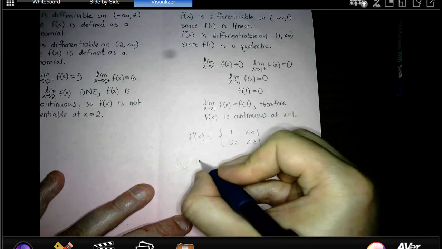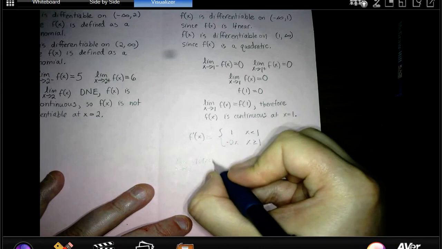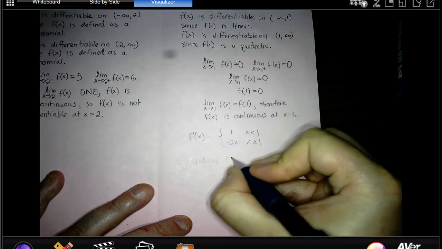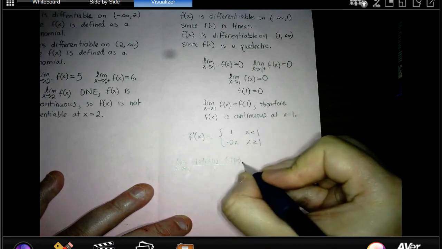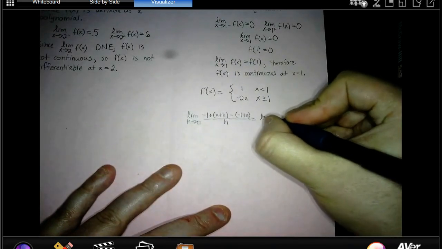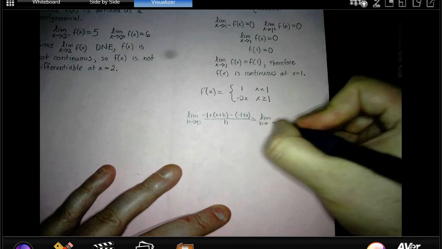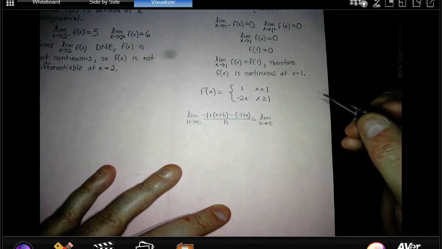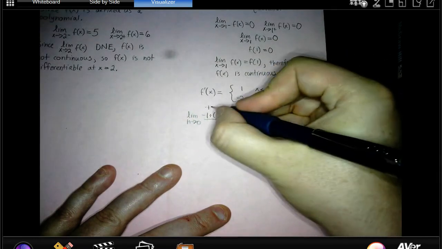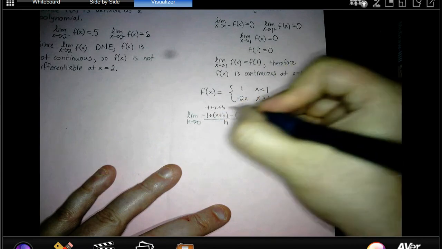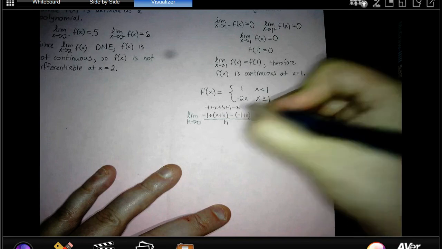The first piece has slope of 1. The second piece has slope of negative 2x. And again, the derivative, f prime of x, for this specific function is the slope of the line tangent to the function. And for right now, the only way we have of showing how we might get a formula for the slope of the line tangent to the function is by using the formal limit definition of the derivative.